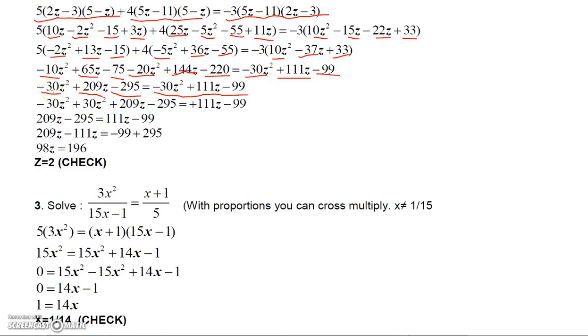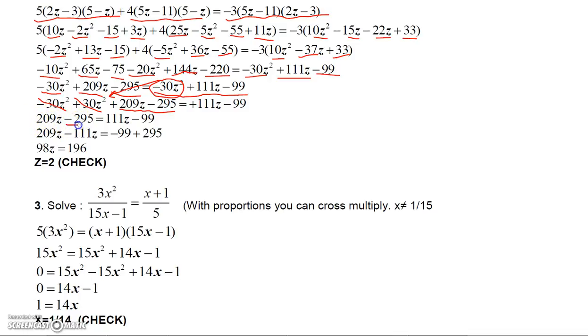So I have minus 30z squared on the left, and if I move this minus 30z squared over here, it becomes a positive. And of course, now you're going to have a minus 30z squared plus 30z squared, which is of course 0. So all I have left on the left is 209z minus 295, and on the right I have 111z minus 99. Now let's do the little transpose trick.